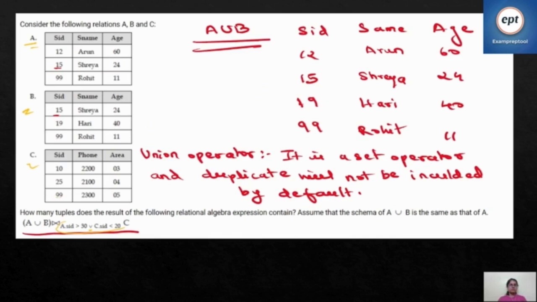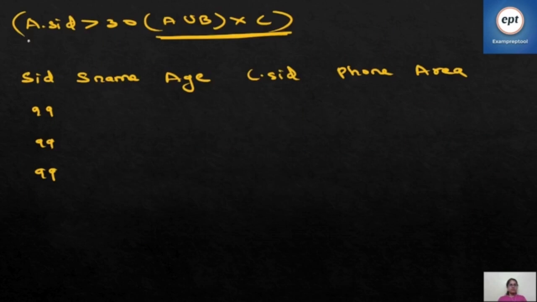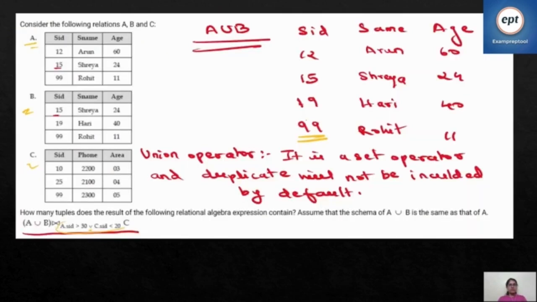Now 15 we will do similarly. So similarly 12, 15 and 19 are not greater than 30, so we will not consider them. We will consider only this one, 99, because it is greater than 30. So we will do the join, the cross product, with all these tuples. 99 will be matched with 10, with 25, and with 99. Why are we taking 99 only? Because in the question itself they say it should be greater than 30. So the only value greater than 30 is 99, and we will join it with all the values of C.